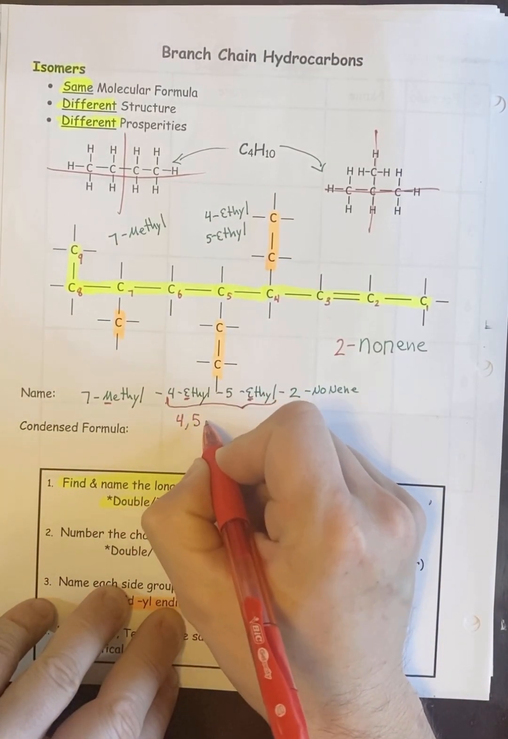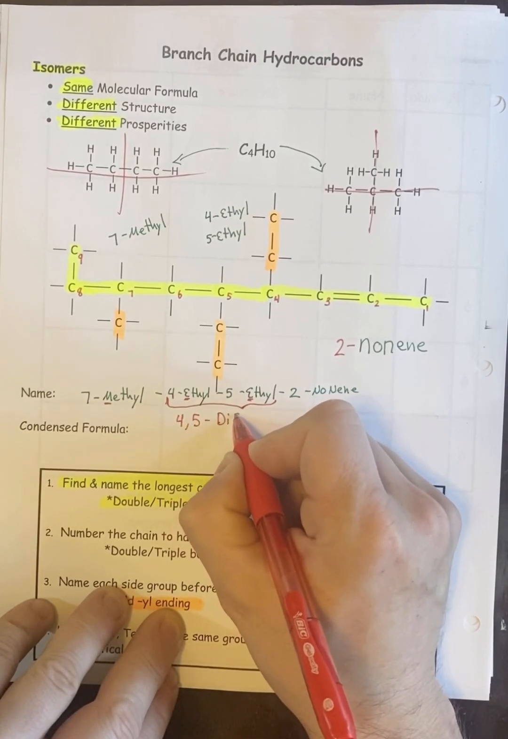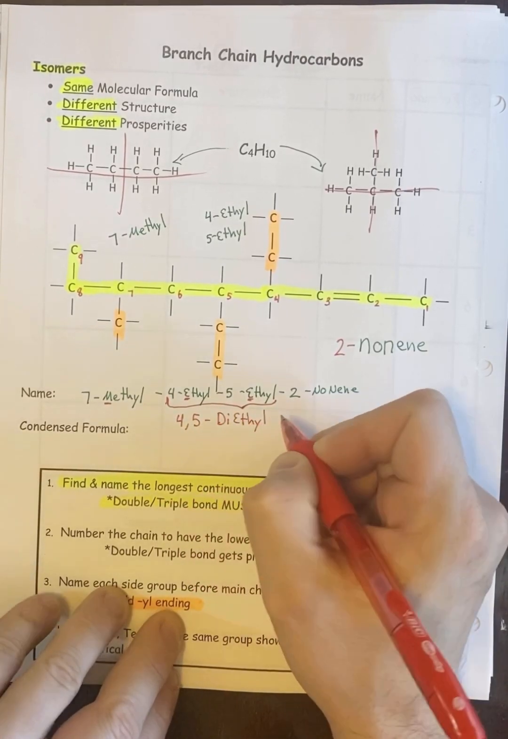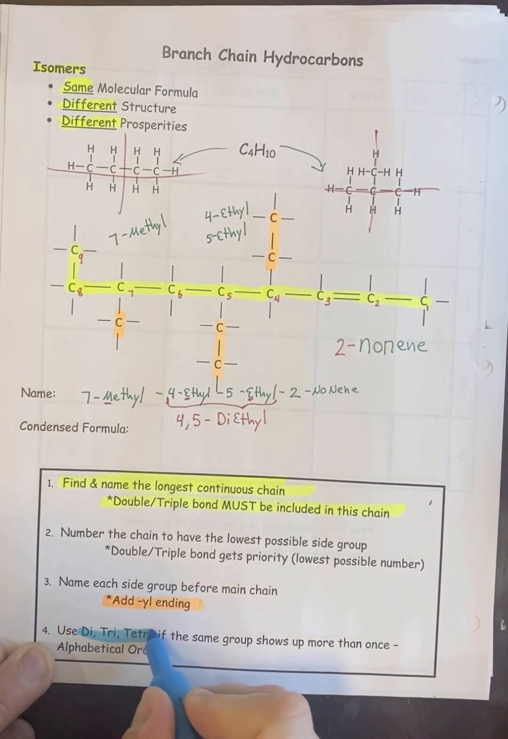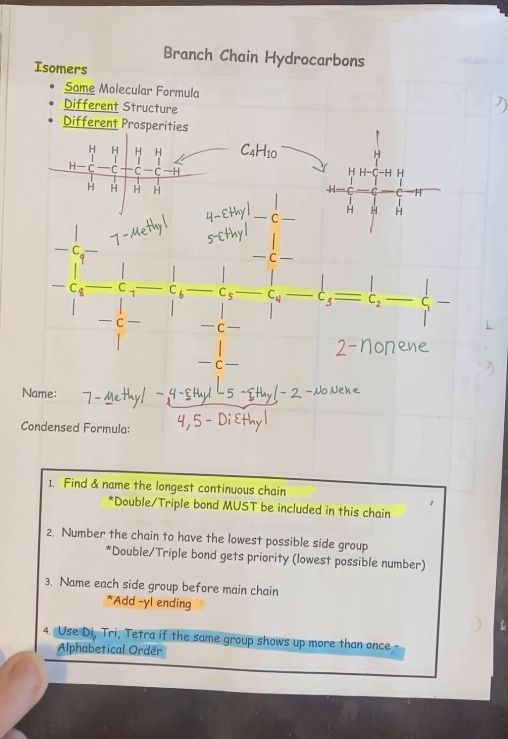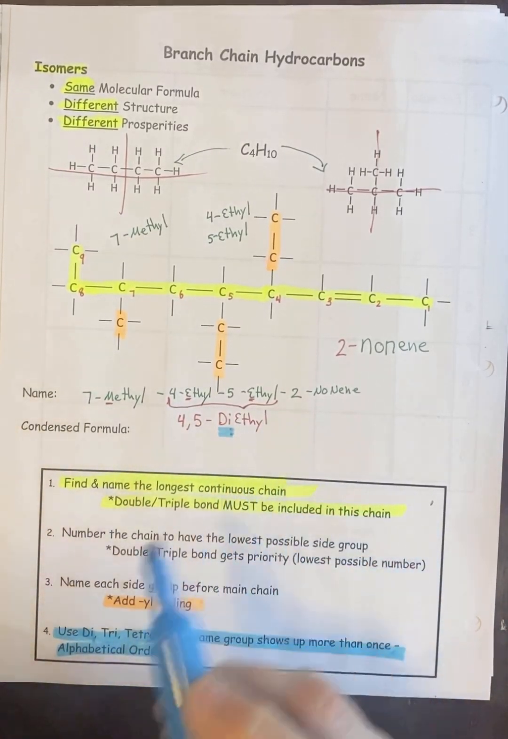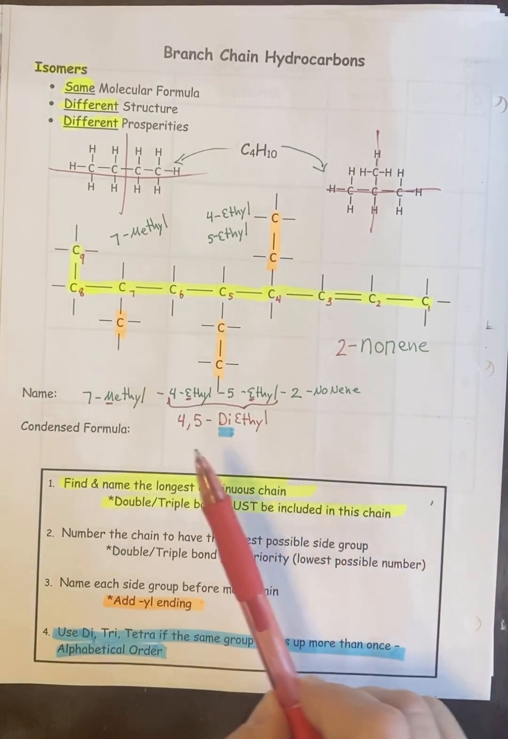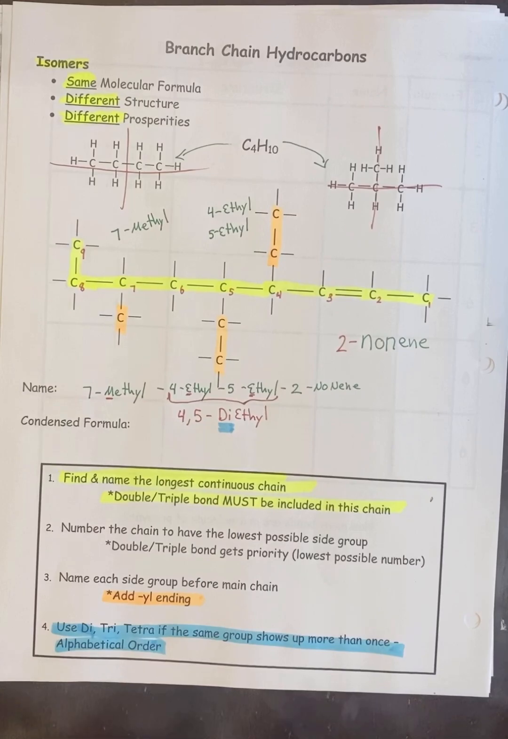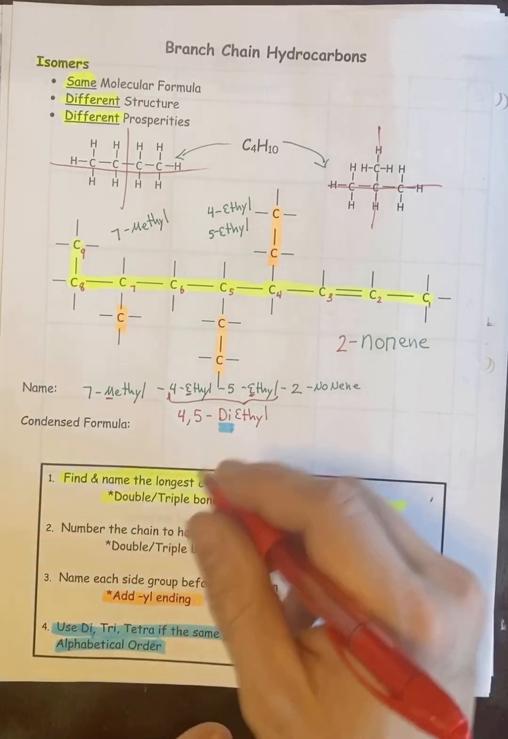4,5-diethyl. Now the reason it gets the di is because if the same group shows up more than once, we can condense them down. Now, again, I know some people might be thinking, why bother to give it an extra name? The fact that there's 2 numbers means that you shouldn't need to tell me that there's 2 ethyls. The 2 numbers tells me that there's 2 ethyls. While I agree with you, that's just not how it's done. And so then that would be this part.